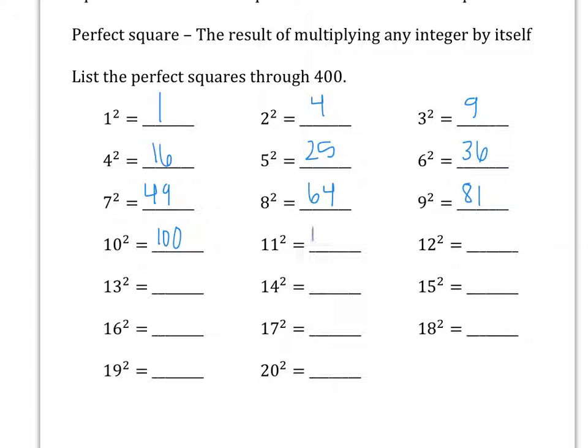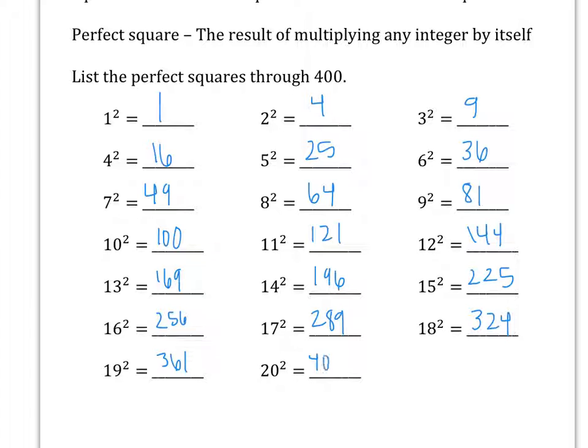11 squared is 121, 12 squared is 144, 13 squared is 169, 14 squared is 196, 15 squared is 225, 16 squared is 256, 17 squared is 289, 18 squared is 324, 19 squared is 361, and 20 squared is 400.